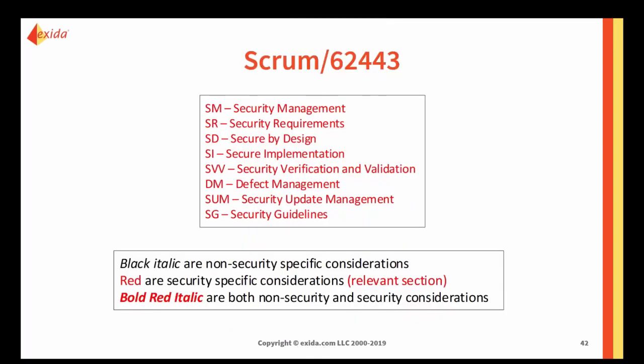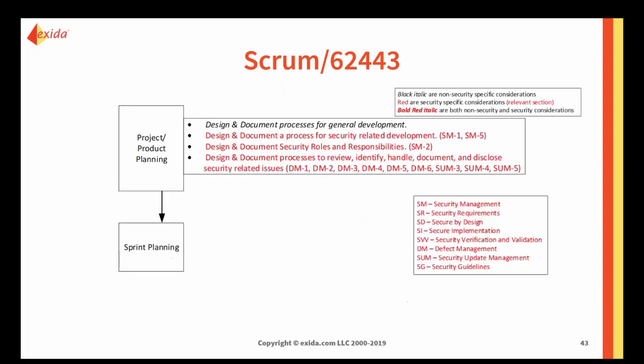So let's start here. Again, for 62443-4-1, there are the different groupings that we consider: management, security management requirements, security requirement requirements, secure by design requirements, secure implementation requirements, secure verification and validation, defect management, which is bugs, security update management, which is patching, and security guidelines, which is how we document how to use the system in a secure way and how we put it into the system securely. So if we look at our product planning phase before, what we had was only one thing that we were really considering.